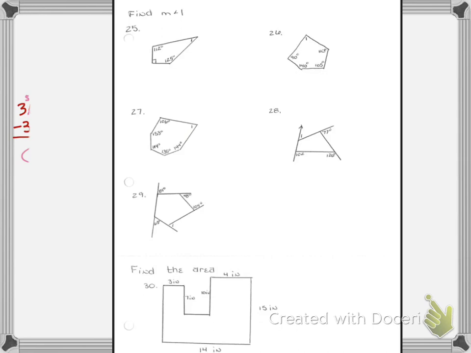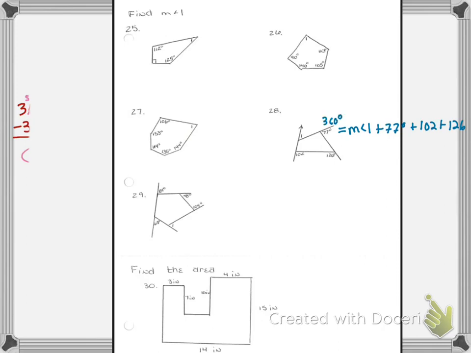So we're on to our last three. These deal with the exterior angles again. We know the sum of all the exterior angles has to be 360 degrees. So we know that the measure of angle 1 plus 77 plus 102 plus 126 is going to have to equal 360.